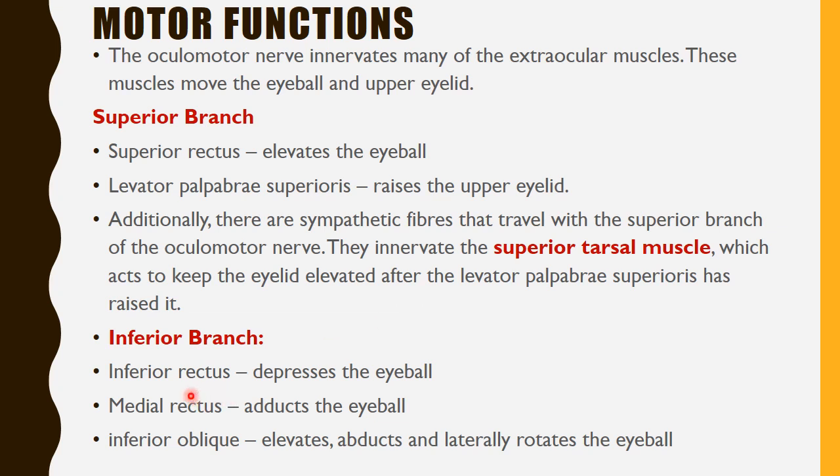They innervate the superior tarsal muscle, which acts to keep the eyelid elevated after the levator palpebrae superioris has raised it. Now, the inferior branch, which supplies the inferior rectus, depresses the eyeball. The medial rectus adducts the eyeball, and the inferior oblique elevates, abducts, and laterally rotates the eyeball.